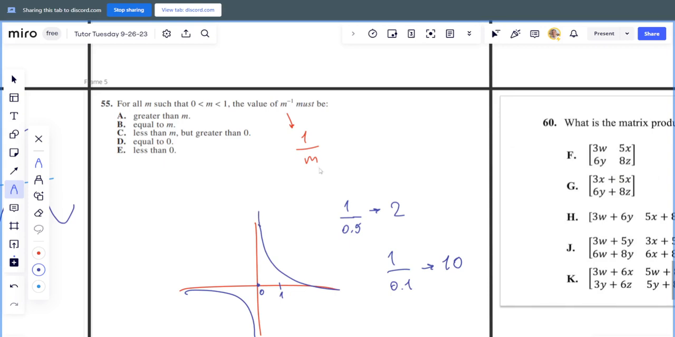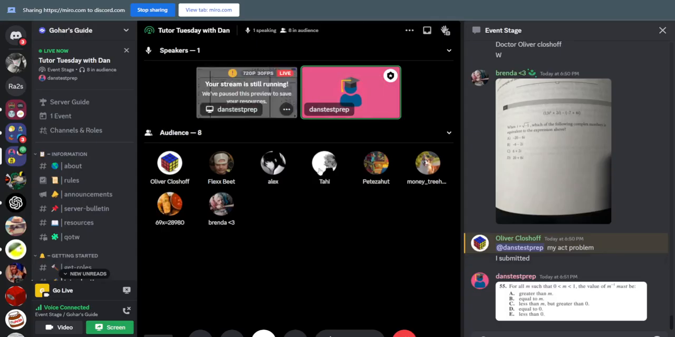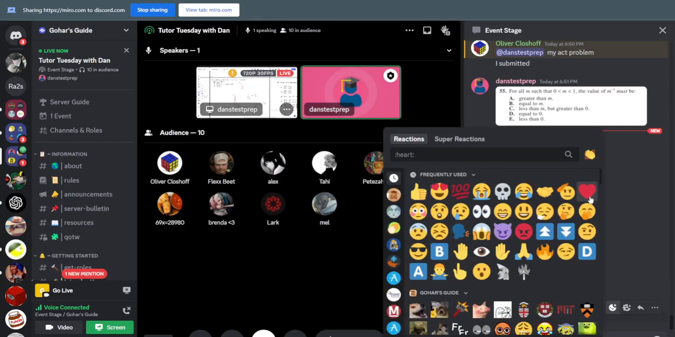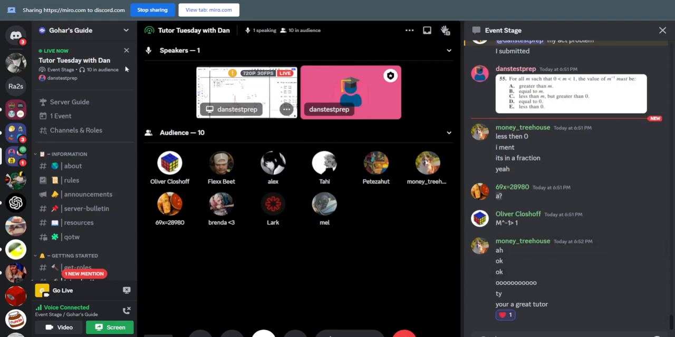That's what we see here in this region of our function from basically 1 up to infinity. In this region of x's, your y values are always going to be larger. Or generalizing this to m, if your m value is between 0 and 1, the inverse of m has to be greater than m. Oh, thank you. A? Yeah, definitely A. Heart react for that. Okay.